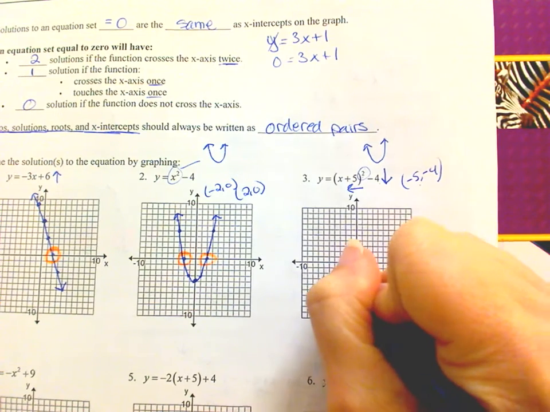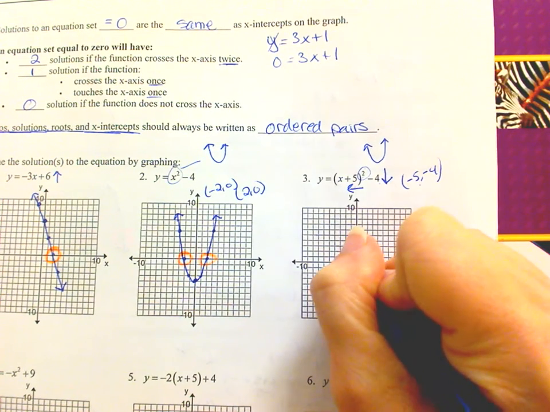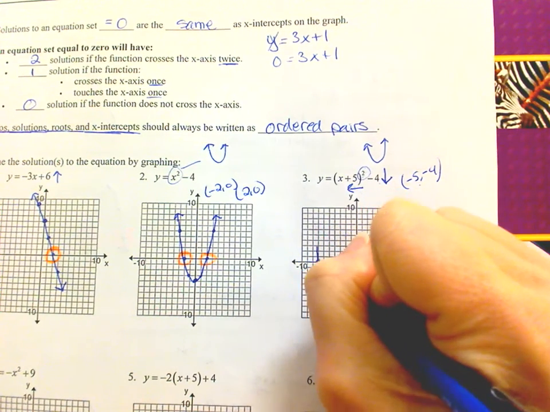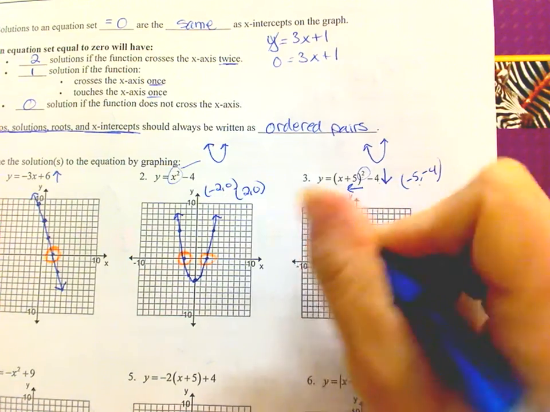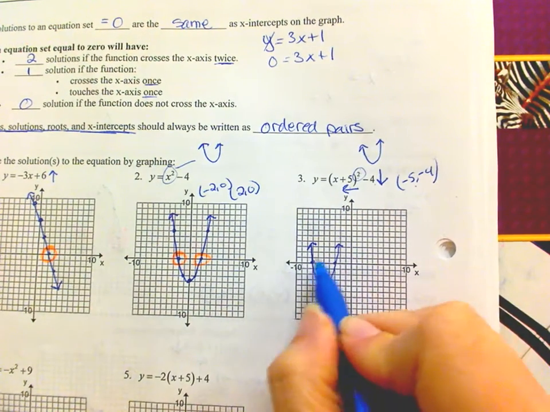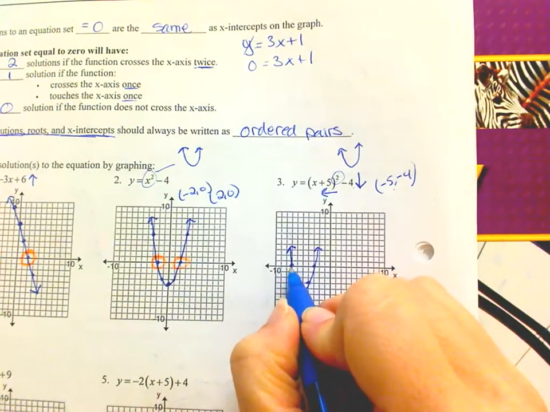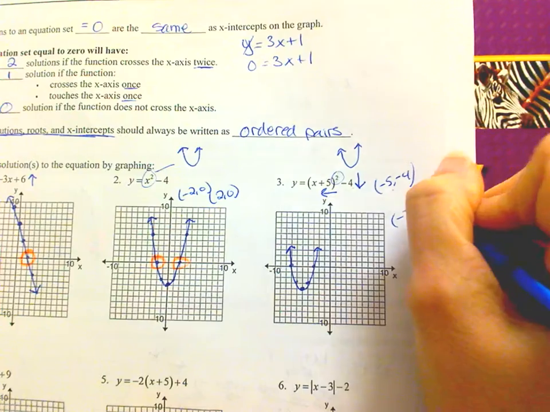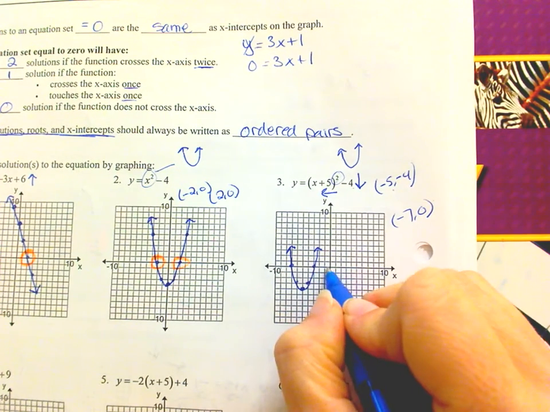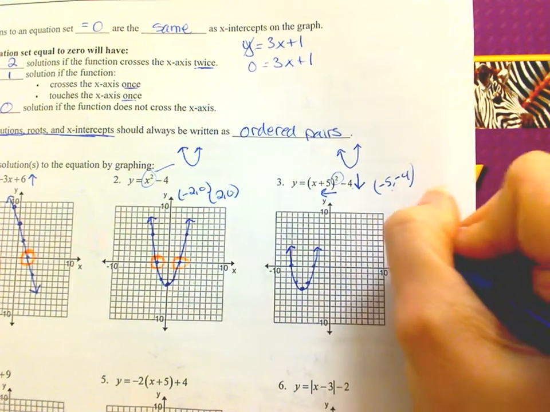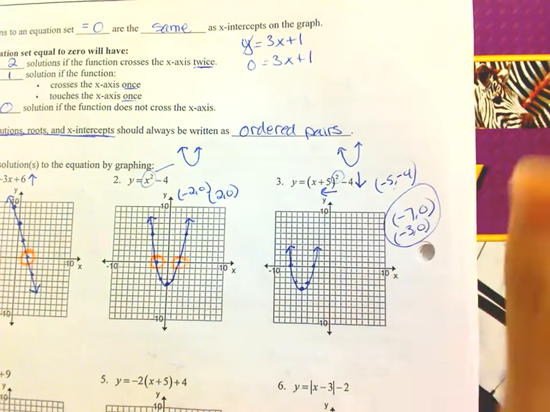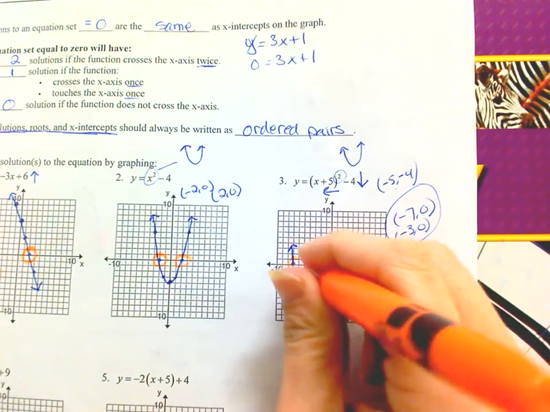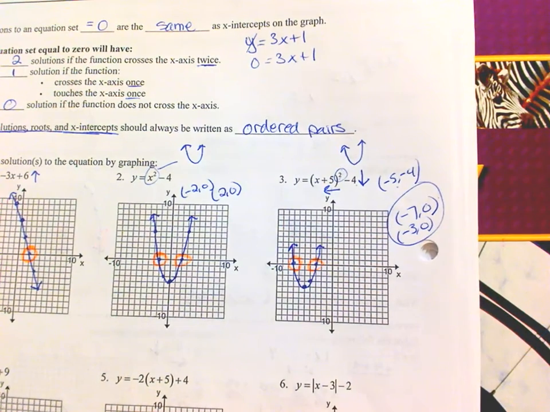And then up 1, out 1. Up 2, 3, out 1. And that's enough. You could do 5 if you want. These 2 points here, this one over here is at negative 7, 0. And the right one is at negative 3, 0. That point and that point.